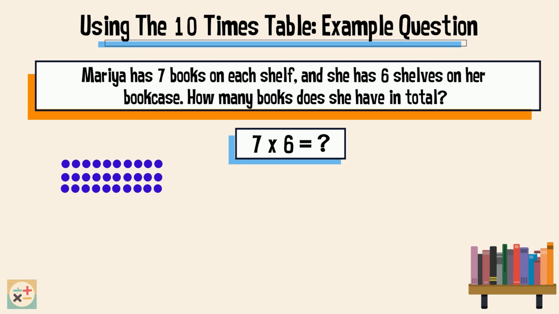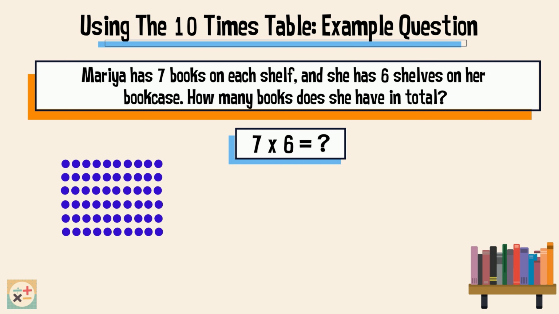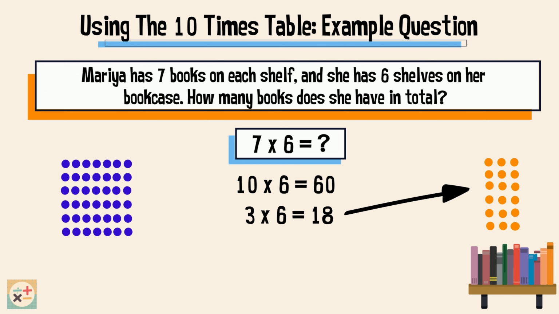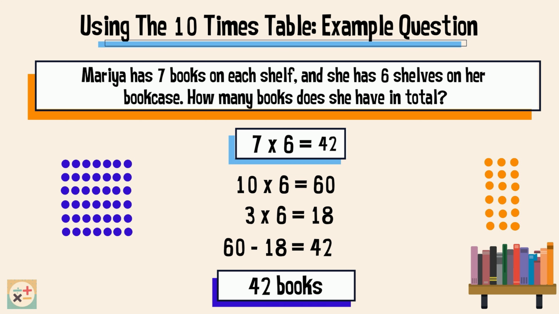Here are 6 lots of 10 counters, which equals 60. But we only need 6 lots of 7 counters to find the answer, so we can take away 6 rows of 3 counters. In other words, we can take away 6 times 3. We have taken away 18 counters from the 60 we started with. We are left with 42 counters. So 7 times 6 equals 42.